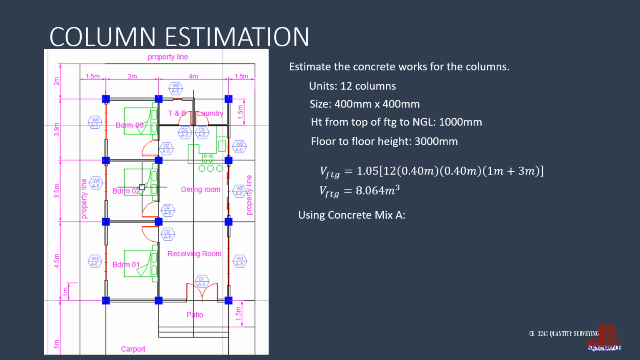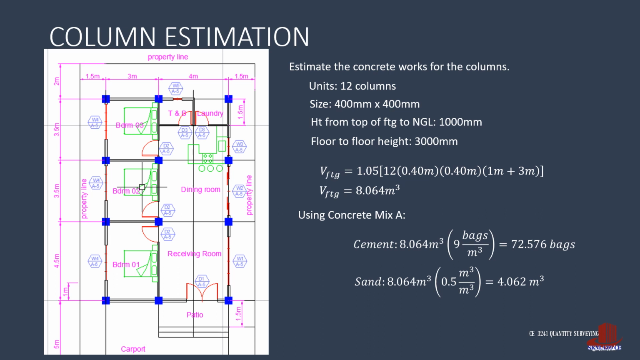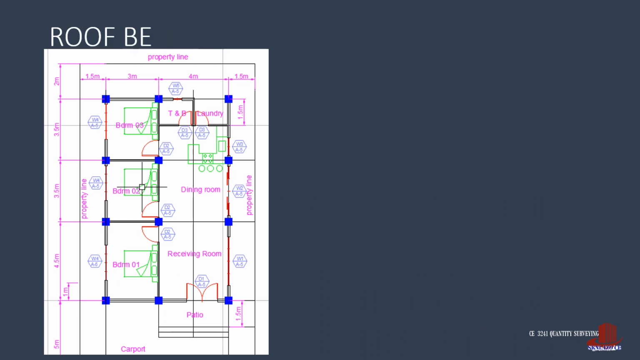With concrete mix A, cement is then computed as the volume times 9 bags, which results to 72.576 bags. Sand is then the volume multiplied by 0.5, that is 4.032 cubic meters. Gravel is the volume times 1 cubic meter, which gives 8.064 cubic meters just the same.